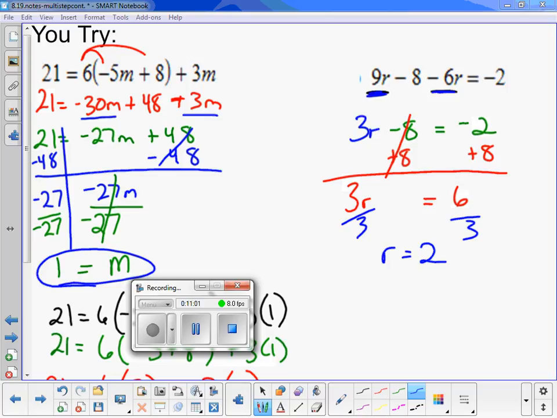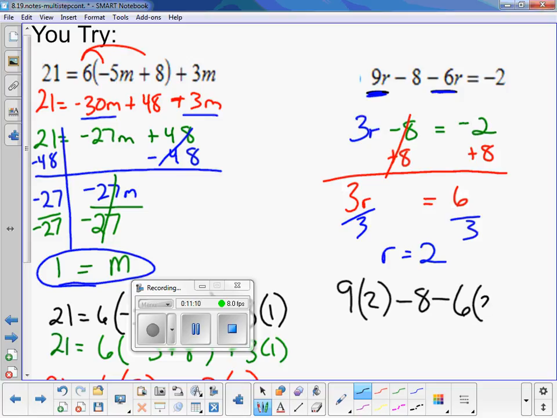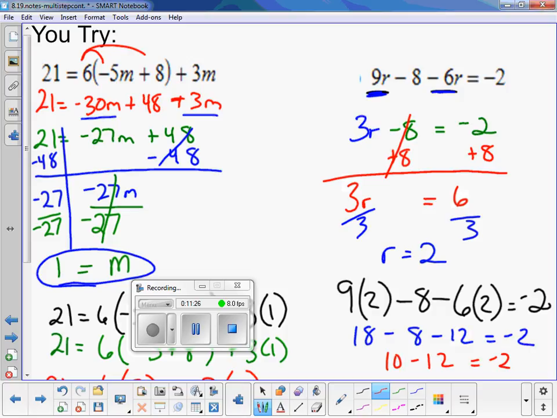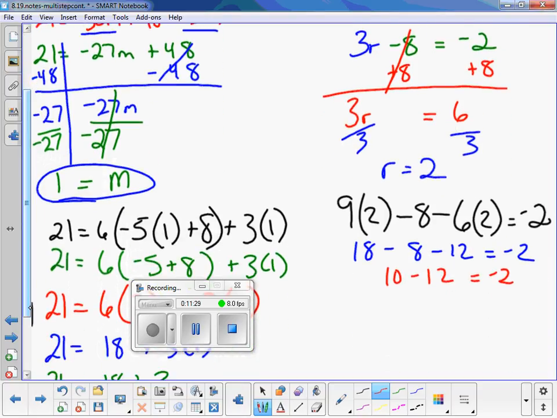Well, I think that's my answer, so to be sure, I go back to the original. So instead of 9 times r, I'm going to say 9 times 2 minus 8 minus, instead of 6 times r, it's going to be 6 times 2. And we're going to see if that will balance out and all equal negative 2. So 9 times 2 is 18 minus 8. 6 times 2 is 12. And then 18 minus 8 is 10 minus 12. And then 10 minus 12 is negative 2. Negative 2 does equal negative 2, so therefore r equals 2 is my answer.